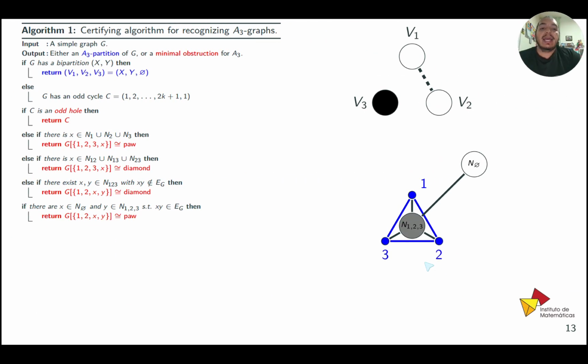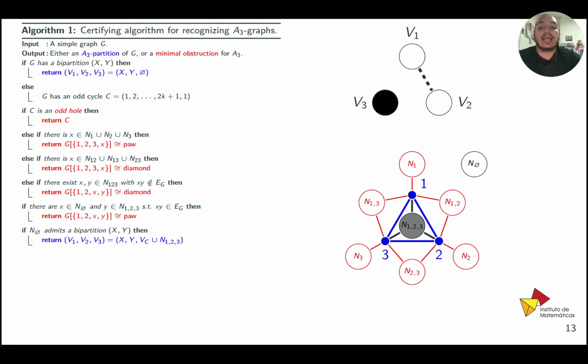So at this point, now we are going to check the relationship between vertices in n empty and the set n123. In this case, if there are vertices in n empty and in n123 which are adjacent, then by taking these 2 vertices and any 2 vertices of the triangle, we obtain a graph isomorphic to the pole graph, and we return it as a no certificate.